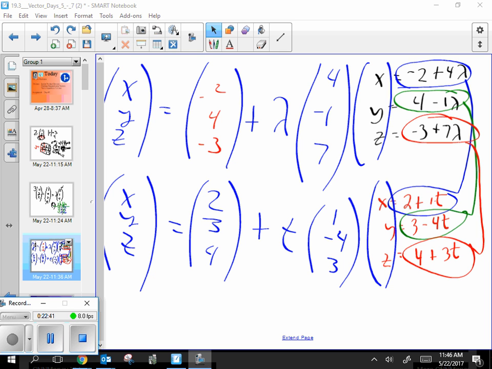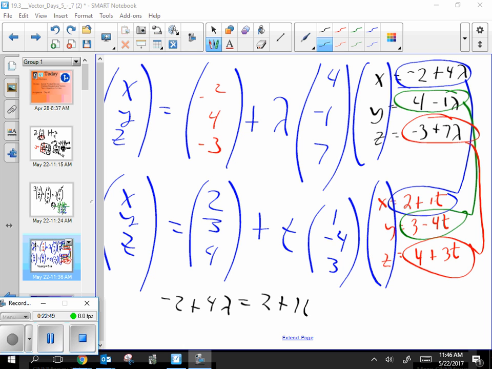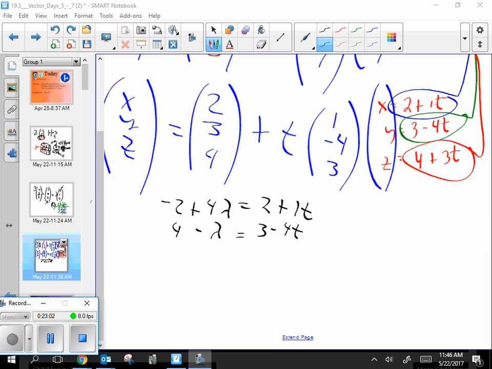If you haven't already, I'll show you what you do. -2 plus 4 lambda equals 2 plus 1t. And then the next equation, I'm doing the green one now, is 4 minus lambda is equal to 3 minus 4t. All I really need is these 2, but it better work in that 3rd equation. Otherwise, I know it didn't really work.